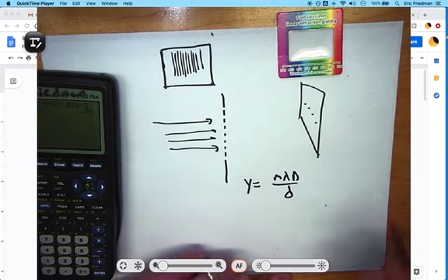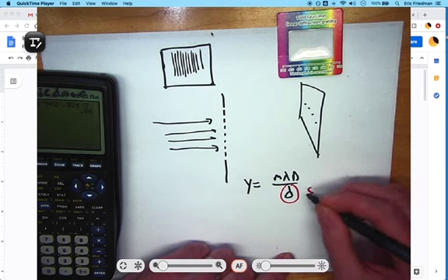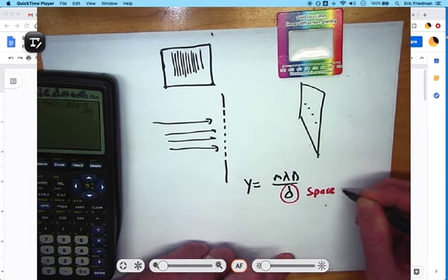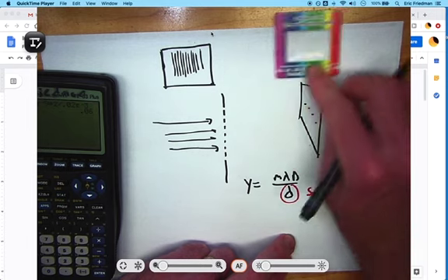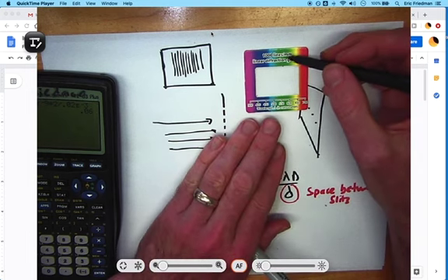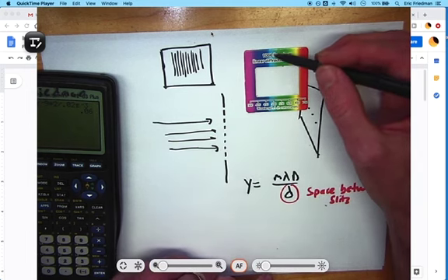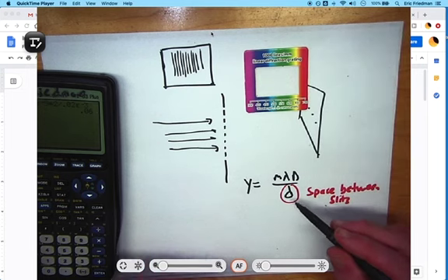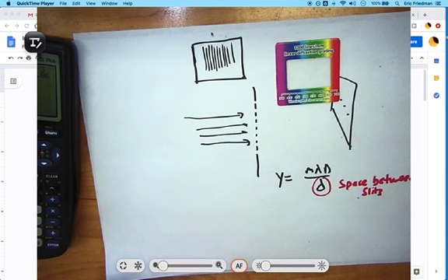The issue with the diffraction gratings is figuring out this d value right here. This is the spacing between the slits. This value up here, this 1,000 lines per millimeter, is not exactly that. So we have to figure out a way to get this 1,000 lines per millimeter into a d, which is how many millimeters per line. Let's take a look at how that's going to go.